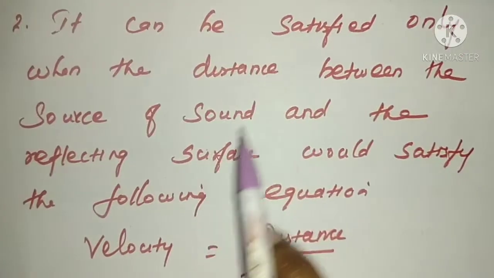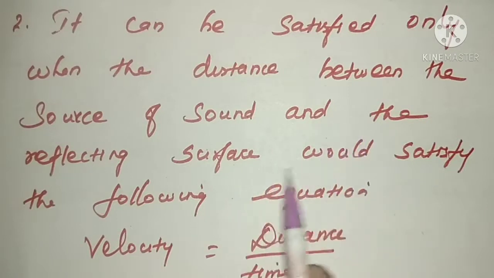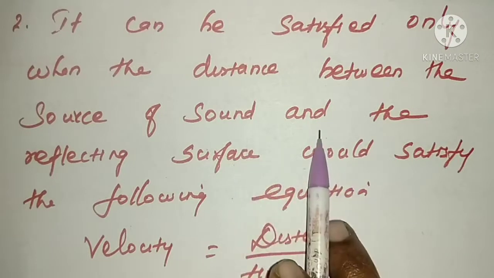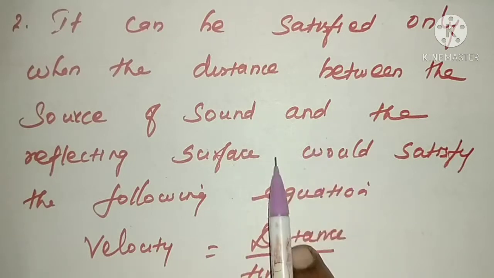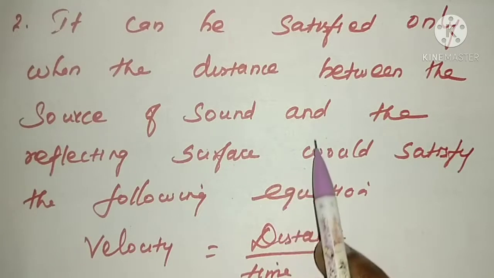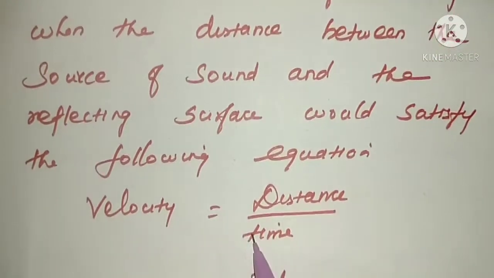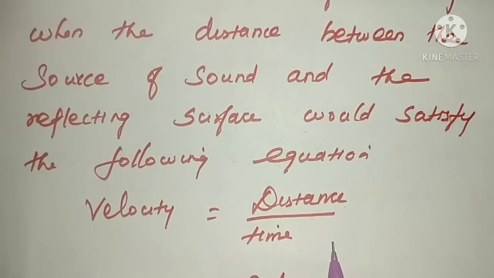The second one is that it can be satisfied only when the distance between the source of sound and the reflecting surface satisfies the following equation. Okay, distance. The second condition is that the distance must be a particular distance. Okay, how to calculate the distance is by using this formula, that is velocity is equal to, you all know, the distance travelled by time taken. Okay, so distance travelled by time taken is called velocity.